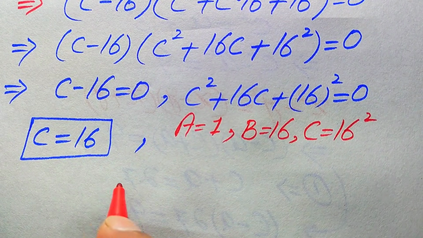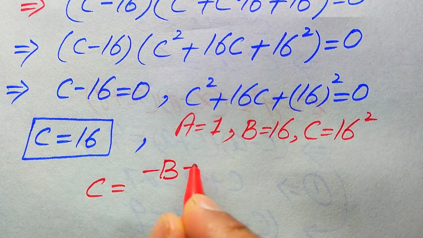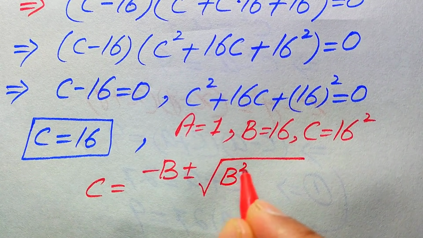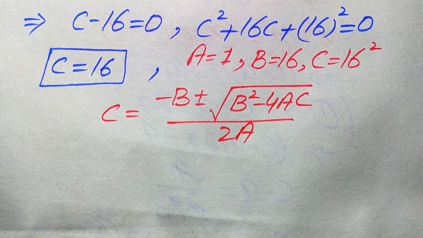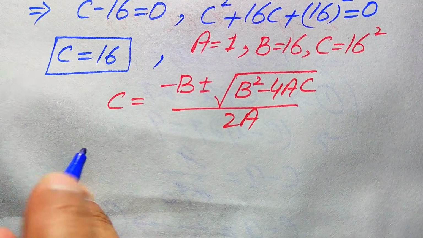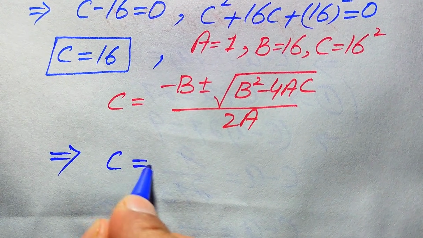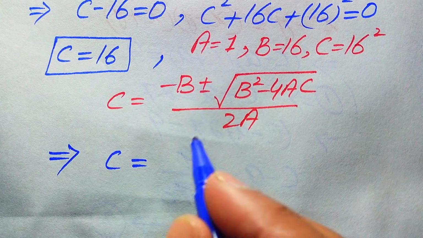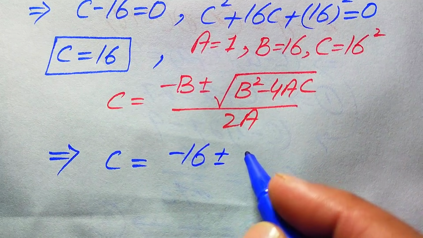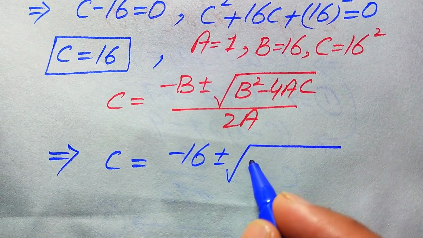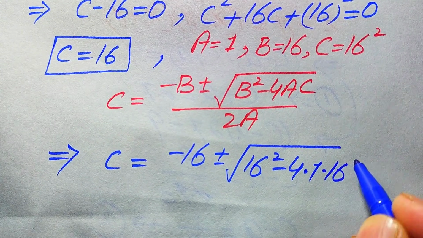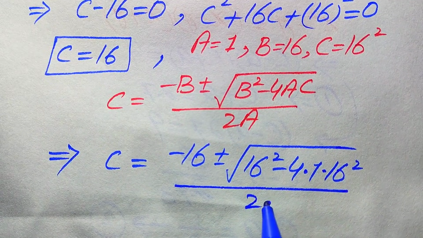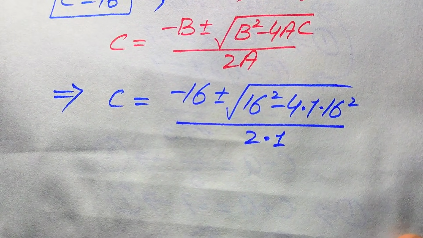And we state the quadratic formula as x equals minus B plus or minus the square root of B squared minus 4 times AC, divided by 2 times A. So here we need to substitute all the values of A, B and C, and when we substitute all the values it will be written as x equals minus B, the value of B is minus 16, plus or minus the square root of B squared, the value of B is 16 squared, minus 4 times A, where A is 1 and C is 16 squared, divided by 2 times A, and here our A is equal to 1.